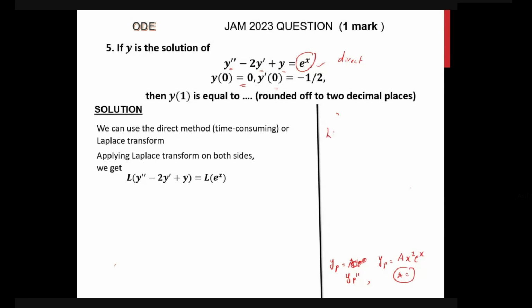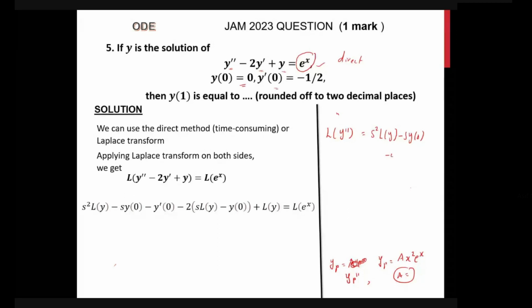And you know that the Laplace transform of y double dash is s square Laplace transform of y minus s into y of 0 minus y dash of 0. Actually this is linear, so I can write L of y double dash minus 2 times L of y dash plus L of y equal to L of e raised to x.